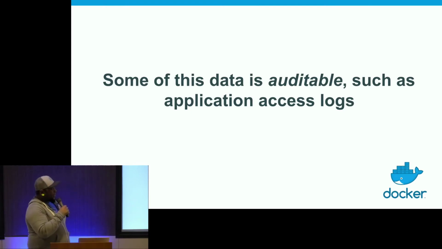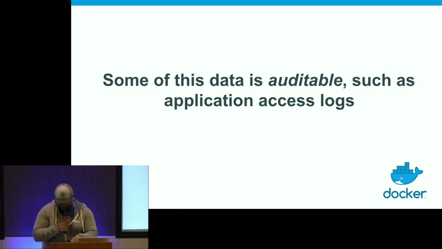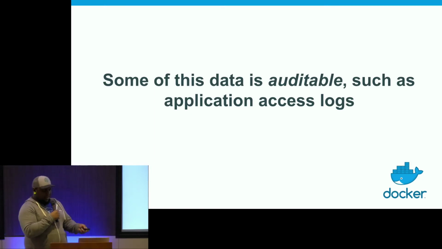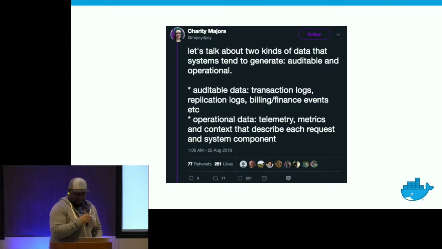Some of this data is auditable. So there's application access logs. And this is a tweet from Charity Majors giving an overview of some of the differences between auditable data and operational data. Both of these kinds of data are really interesting, but the application security and information security concerns of both of those kinds of data may be a little bit different.